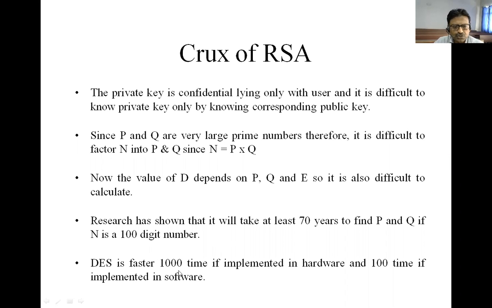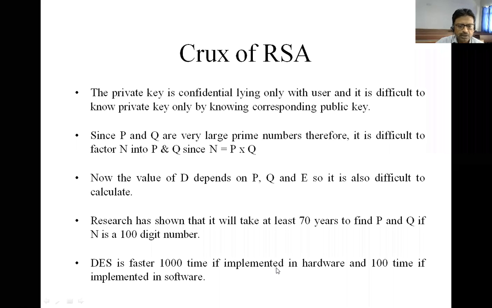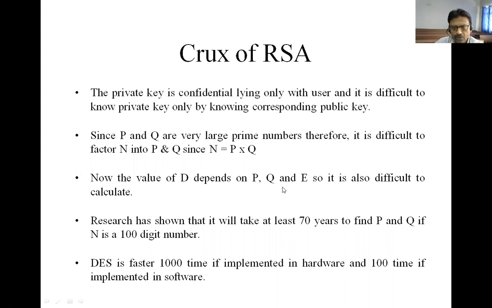And research has shown that DES is 1,000 times faster if it is implemented in hardware, and 100 times faster if it is implemented in software. So besides having many difficulties with symmetric cryptography, even though it is implemented over the RSA, that is asymmetric cryptography.